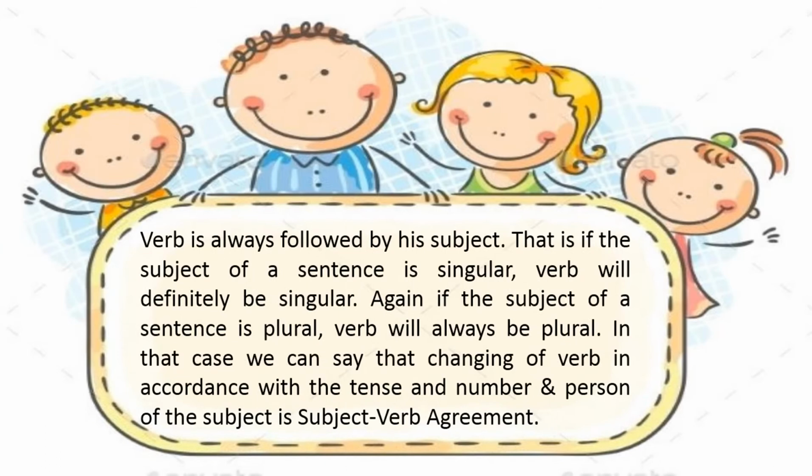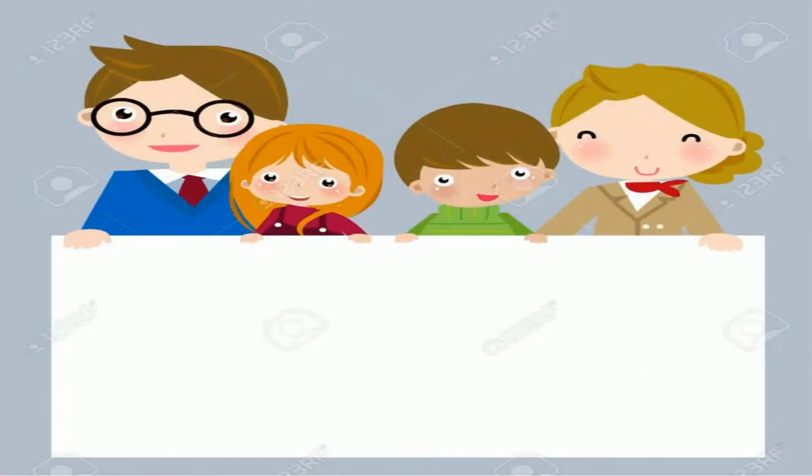You know, verb is always followed by its subject. So if the subject of a sentence is singular, the verb will definitely be singular. Again, if the subject of a sentence is plural, the verb will always be plural. So we can say that the changing of verb in accordance with the tense, number and person of the subject is subject-verb agreement. You know about subject-verb agreement. In our previous lecture, we discussed up to rule 5.